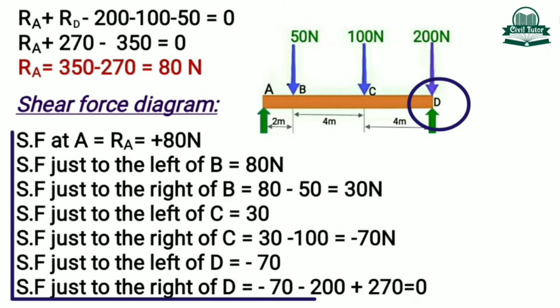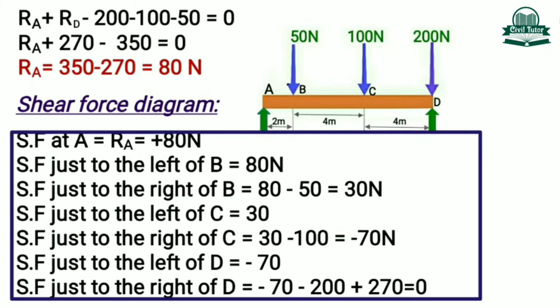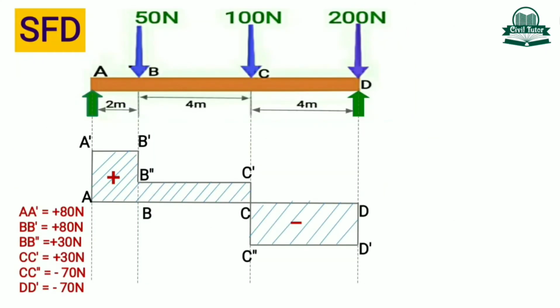Now, using all the calculated values, we can draw the shear force diagram. First of all, we need to draw the baseline ABCD, and drawing all the calculated values which are positive in nature above the baseline and negative values below the baseline. Hence, we will get our resulting shear force diagram. AA dash will represent the shear force at point A. BB dash will represent the shear force just to the left of point B. BB double dash will represent the shear force just to the right of point B. And similarly, the other points will also be drawn accordingly.